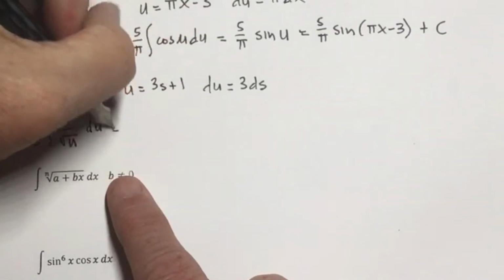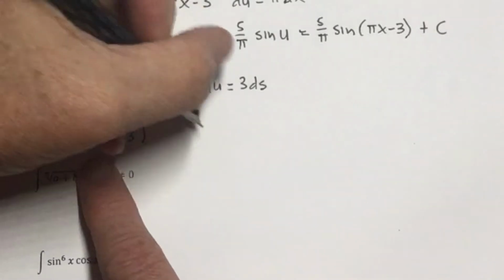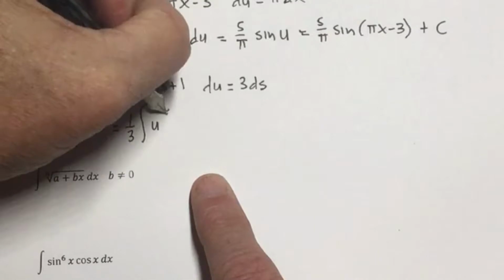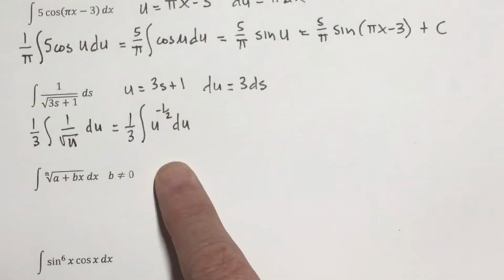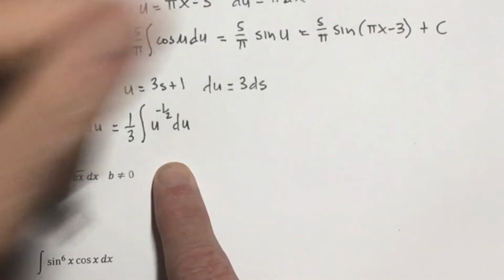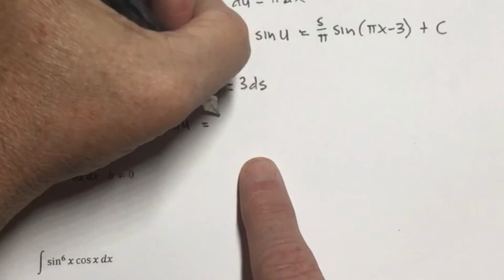Now to take the integral of this, I'm going to rewrite this as u to the minus 1/2 du. All right, and we can take the integral of that, right? You've done that by now. So this is going to be 1/3.